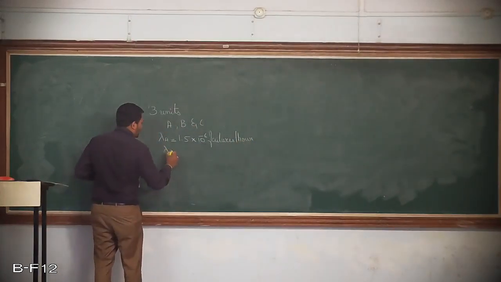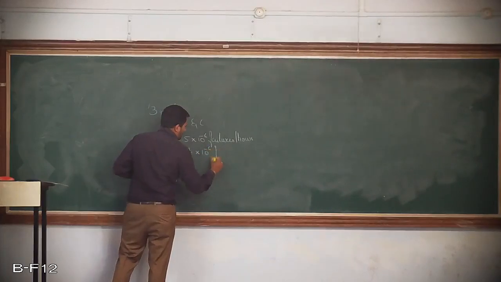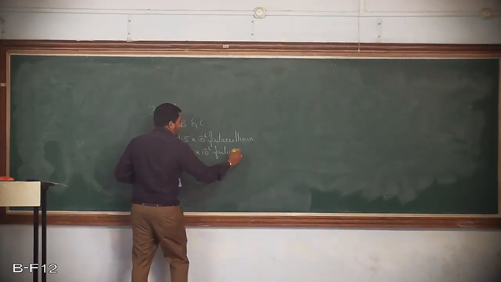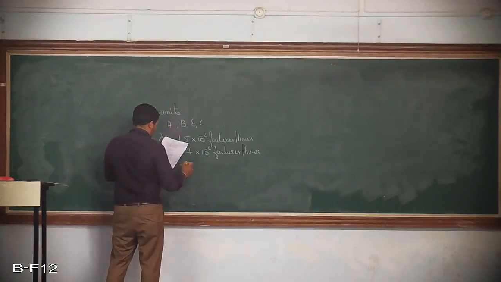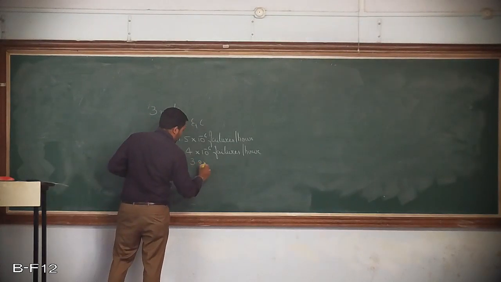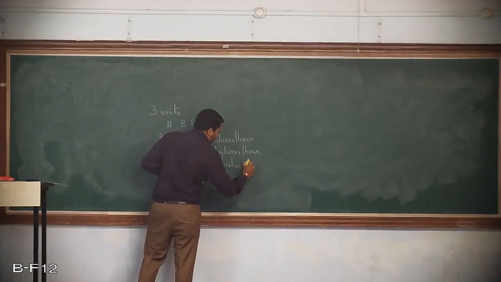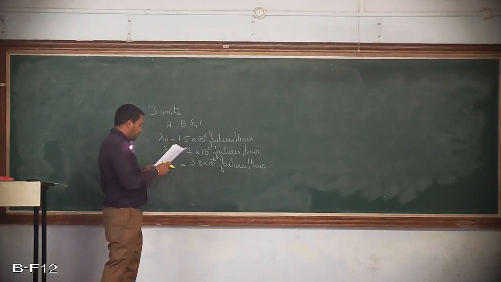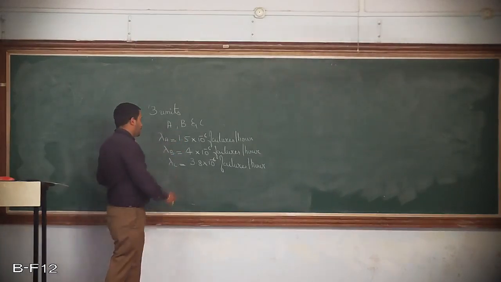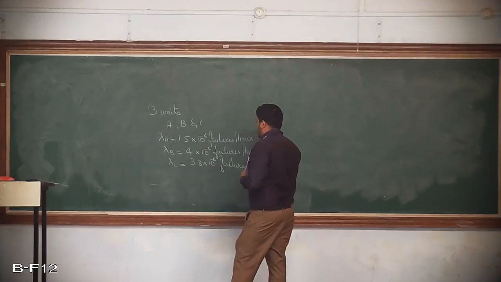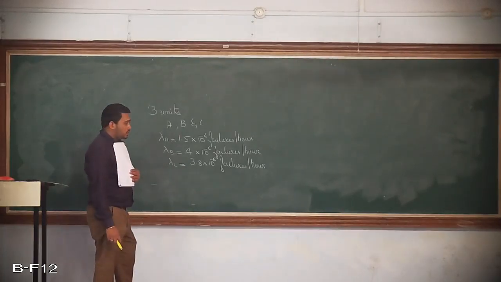and for part B the failure rate is given as 4 into 10 raised to minus 6 failures per hour, and for C it is given as 3.8 into 10 raised to minus 6 failures per hour.